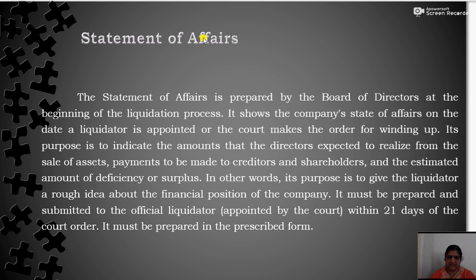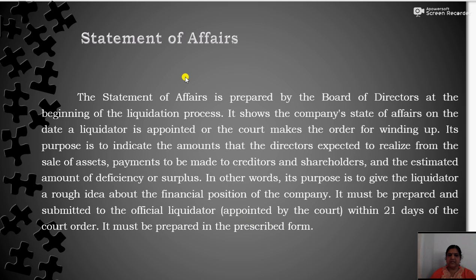So statement of affairs is prepared on the date on which the liquidator is appointed and we are beginning the liquidation process. Now it must be prepared and submitted to the official liquidator appointed by the court within 21 days of the court order. Then it must be prepared in the prescribed form.